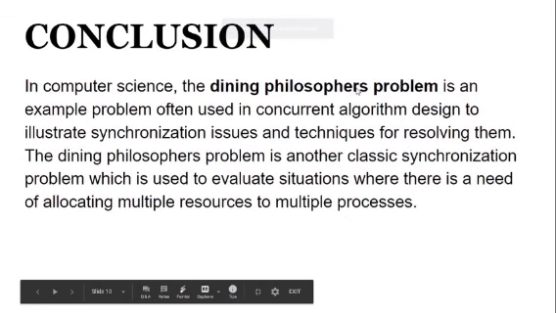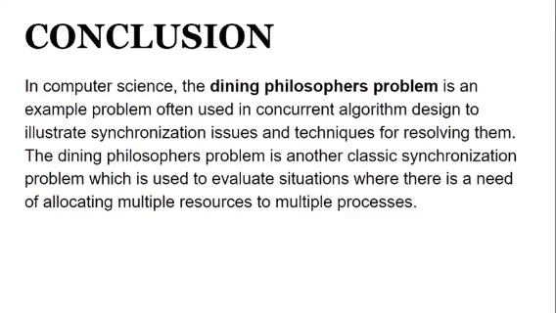Now let's come to the conclusion. It's written over here: the dining philosopher problem is another classic synchronization problem which is used to evaluate situations where there is a need of allocating multiple resources to multiple processes. As I said earlier, when there are multiple programs trying to access the same resource, this is where the dining philosopher problem comes in handy. We wouldn't have been able to solve these types of situations if the dining philosopher's problem had not come into the scenario. Now let's take a look at the references.